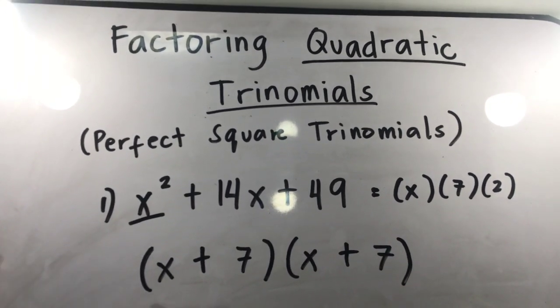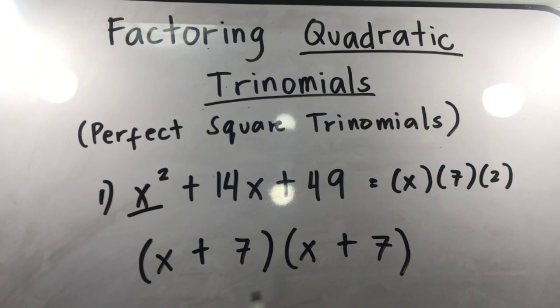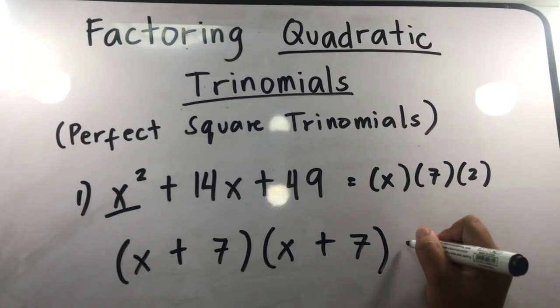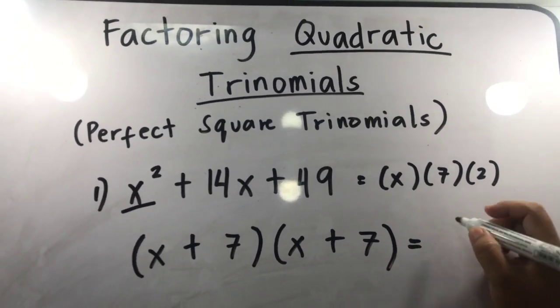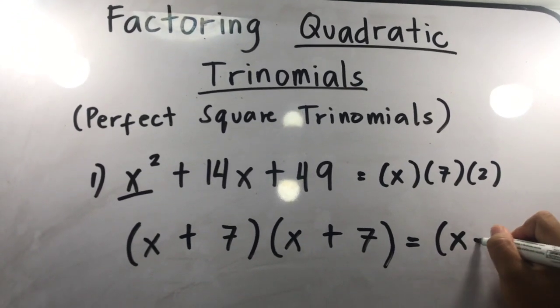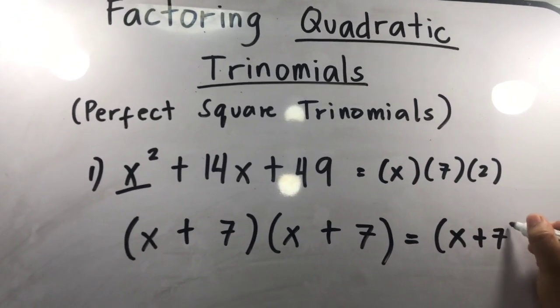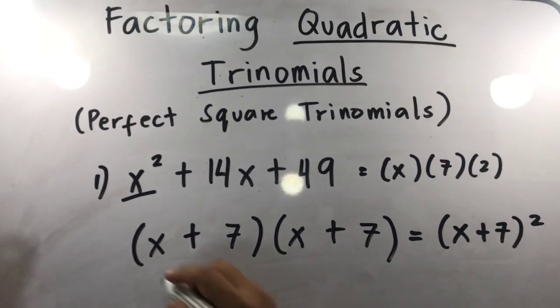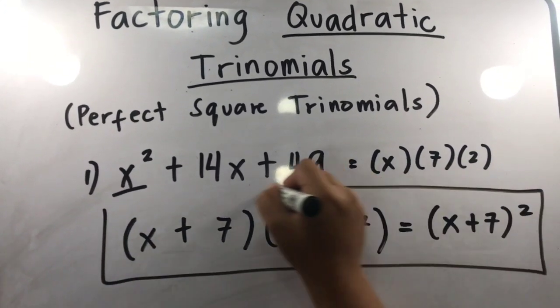So, since again they are two identical binomials, we can write this as the square of a binomial. So, we can write it as the quantity of x plus 7 squared. So this is now the answer.